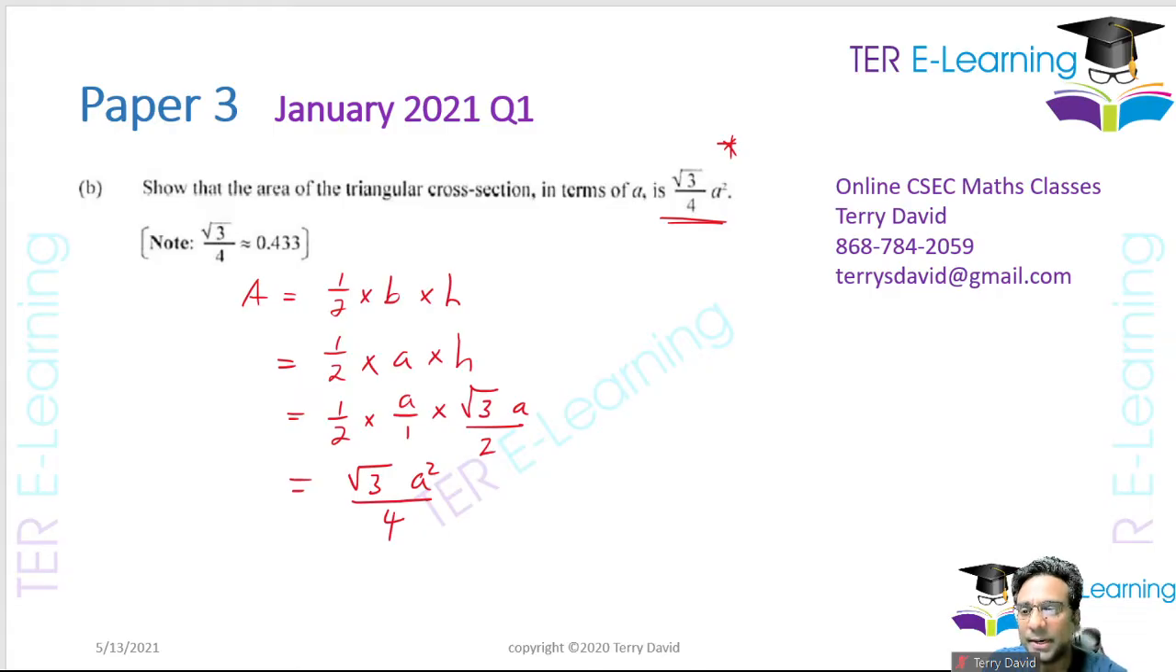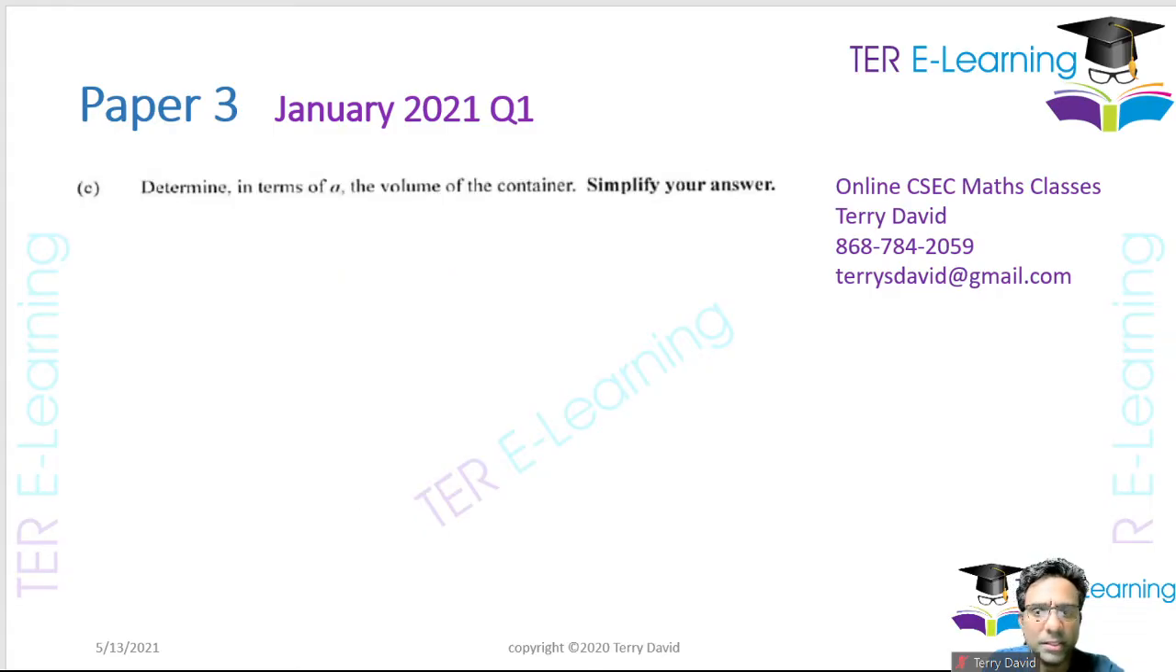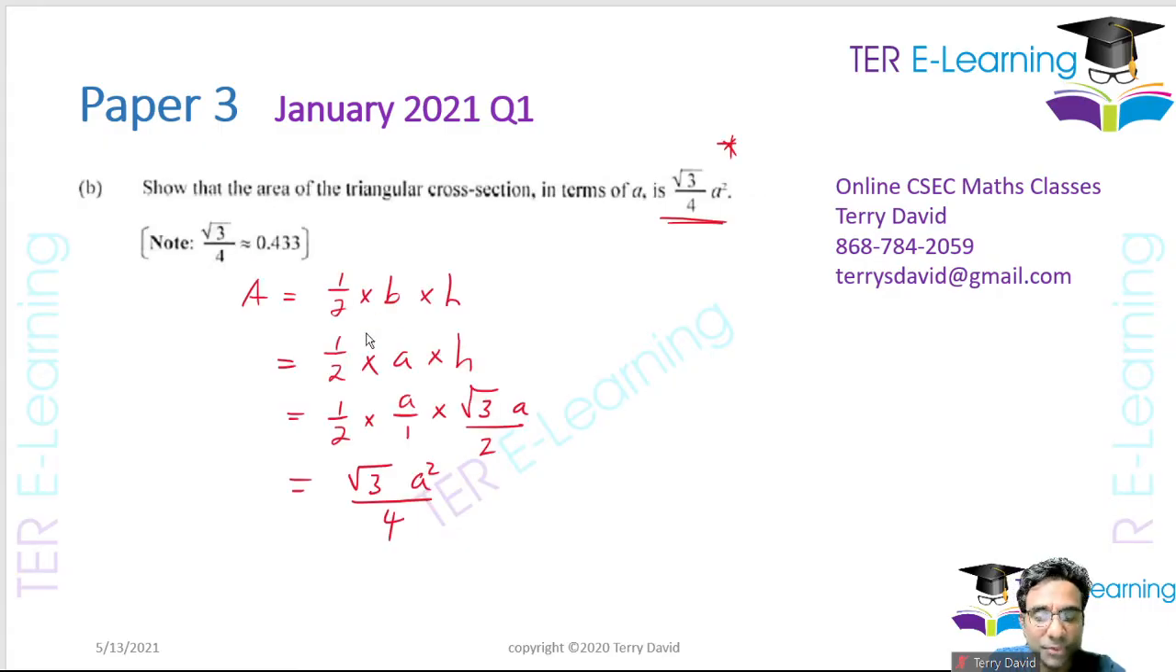Now, the next part that they want us to work out: determine in terms of A the volume of the container, simplifying your answer. Now, volume of a container is simply my base area. So volume of a container is my cross-sectional area, which is A, multiplied by my length, right? That's how we essentially find the volume of a solid that has a uniform cross-section. Now the area, you just worked that out.